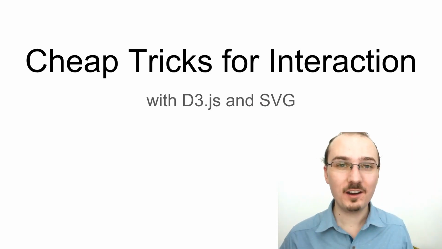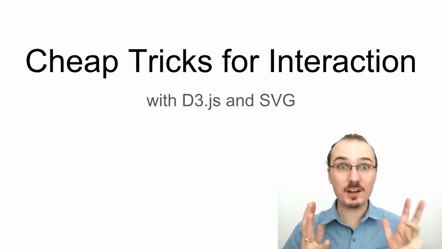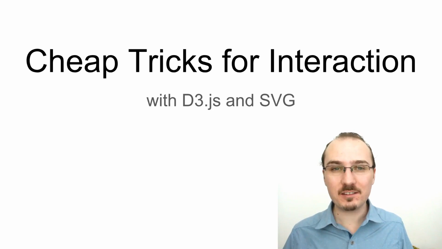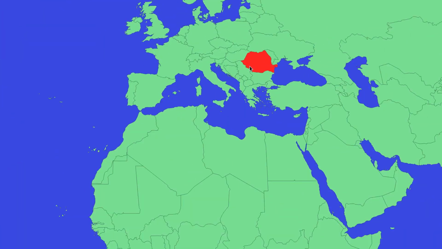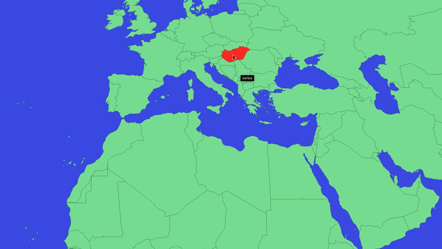Hello, Curran here. This video is about cheap tricks for interaction with D3 and SVG. This is the interactive map that we'll create. First, we're going to add this highlighting here with just CSS on hover. And if you stop for a little bit, you can see this tooltip comes up that shows the country name when you hover. And also, you can zoom in on this map and see more details.